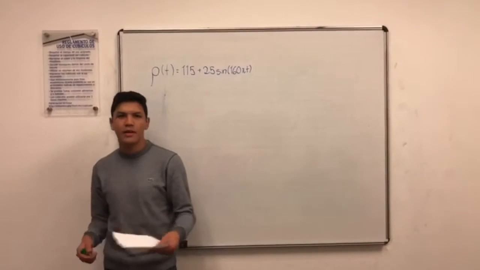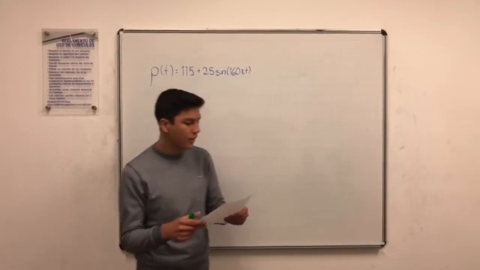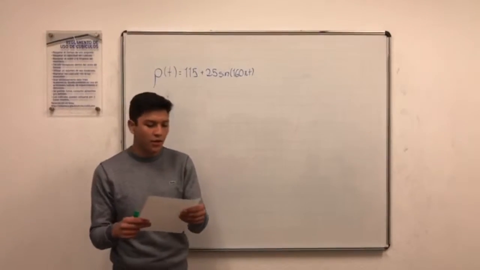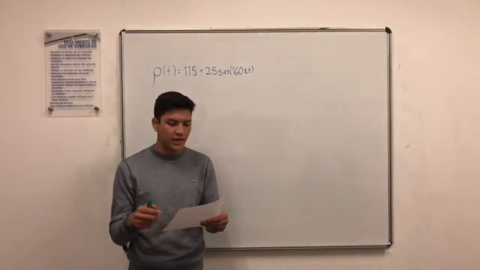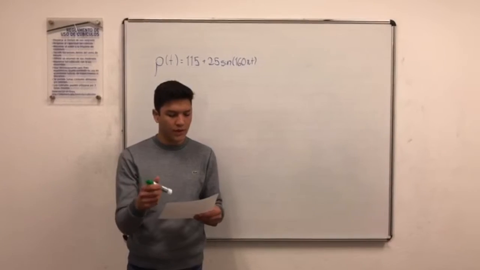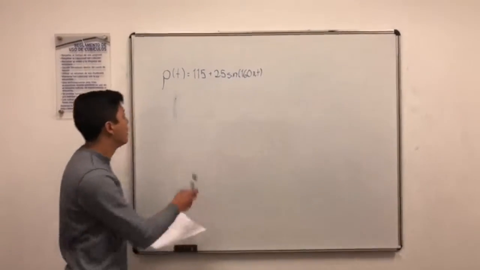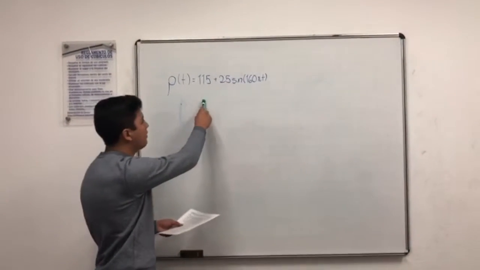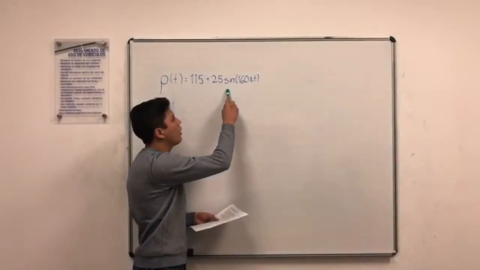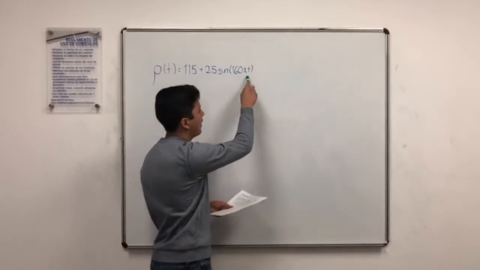So we are the team and we're going to present you problem 3. Each time your heart beats, your blood pressure increases, then decreases as the heart rests between beats. A certain person's blood pressure is modeled by the function P(t) = 115 + 25 sin(160πt).